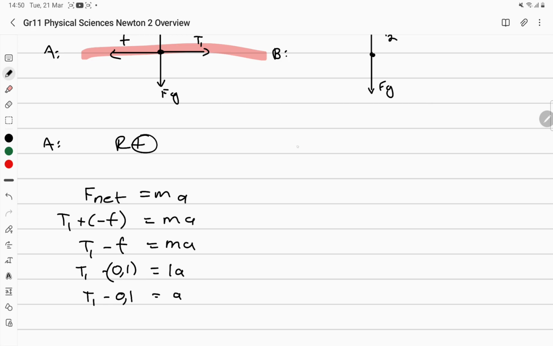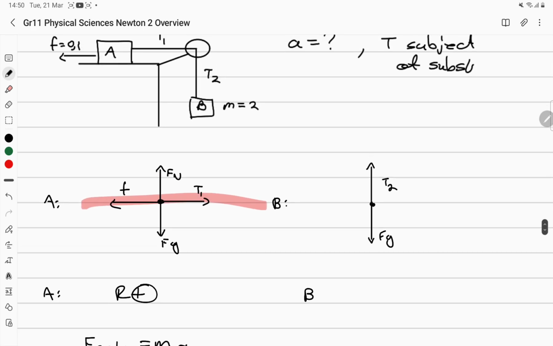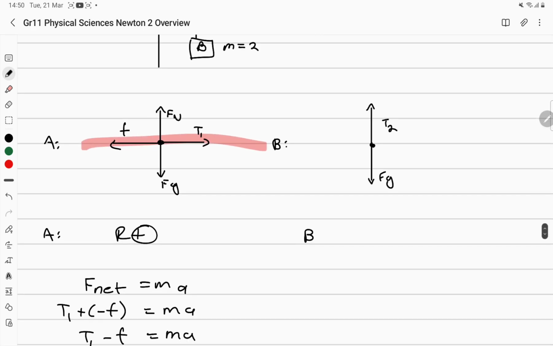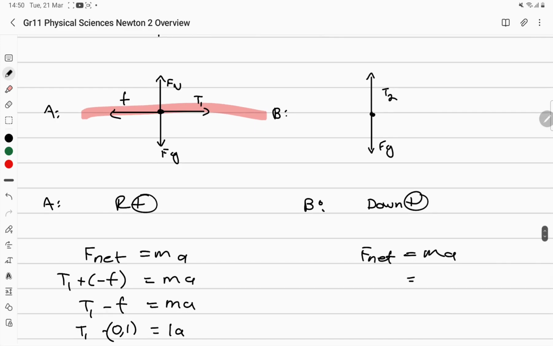That's acceleration. And for b, we said then, is up positive or down positive? We said down is positive. It has to be like that. Again, F net is ma. And F net will break up into down being positive. We have Fg is positive, and plus a negative T2 equal to ma. Let's just make this nice and tidy.